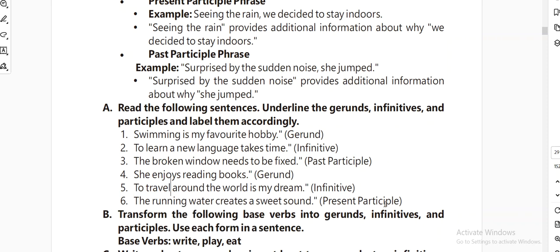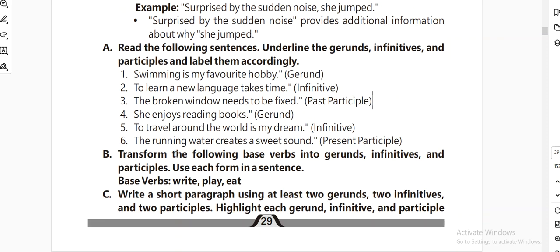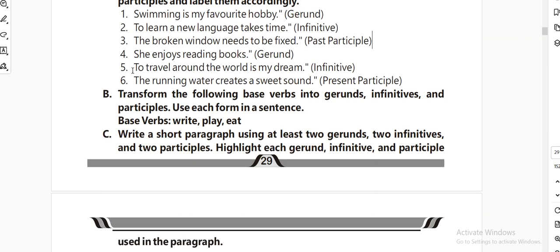Then they are asking for the present participle. The running water creates a sweet sound. Running water: the word running is here the present participle. So in this way we have done this exercise.